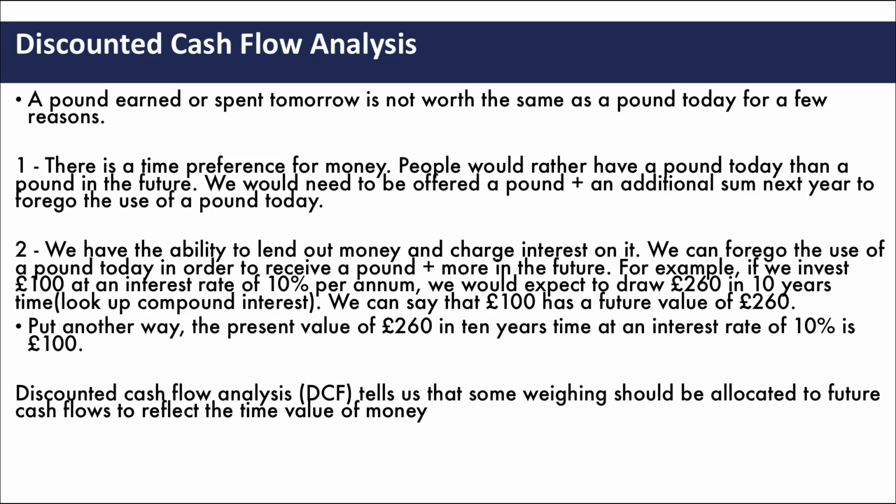So £100 today has a future value of £260 in 10 years' time at an interest rate of 10%. In another way, we can say the present value of £260 in 10 years' time, at an interest rate of 10%, is £100. So we've just said the same thing there, but two different ways round. Discounted cash flow analysis, DCF, tells us that some weighting should be allocated to future cash flows to reflect this time value of money.